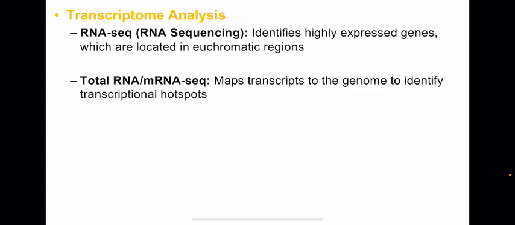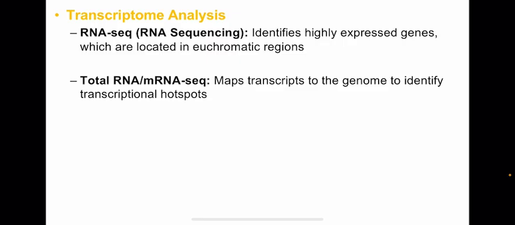Okay, so the RNA sequencing will identify highly expressed genes. For that one, they are just sequencing only the RNAs of your interest, and you are trying to see which are located in euchromatic regions. Of course, if they are in heterochromatic regions, they are not going to be expressed. So if you are looking for highly expressed genes, you are going to look for them in the euchromatic regions.